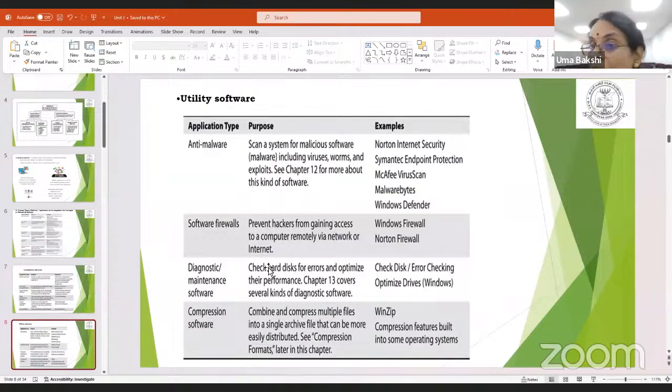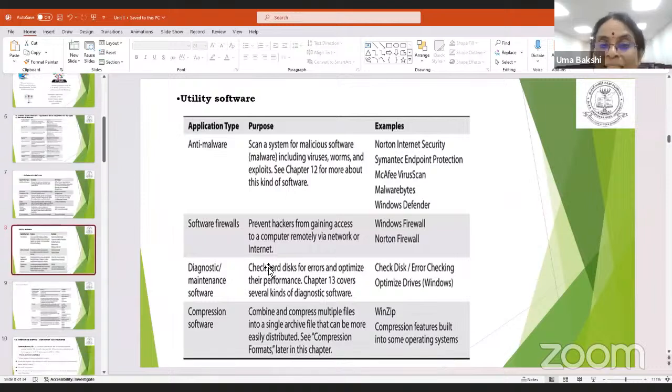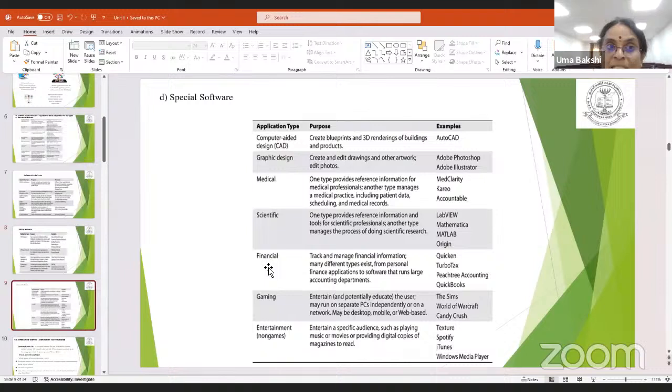our system, we should have the antivirus in our systems, right? We should keep that antivirus in the system. Otherwise, what will happen? Our desktop will get spoiled and then we will not be able to use it. So software firewalls, diagnostic maintenance, compression software. All these are the softwares which are called as utility softwares.